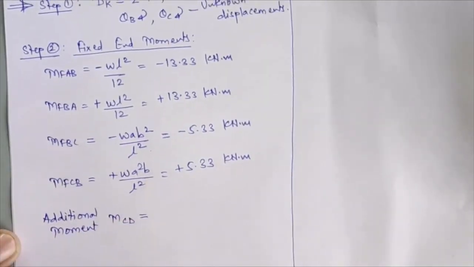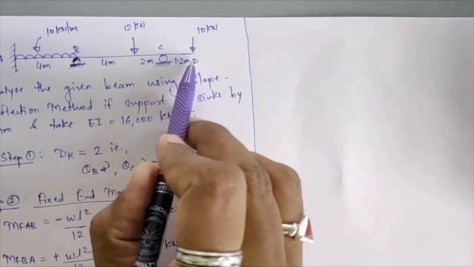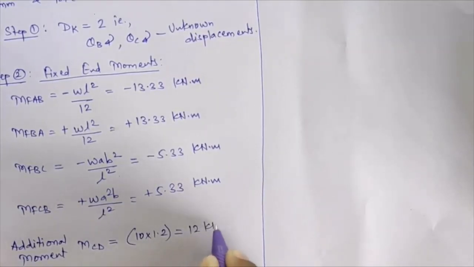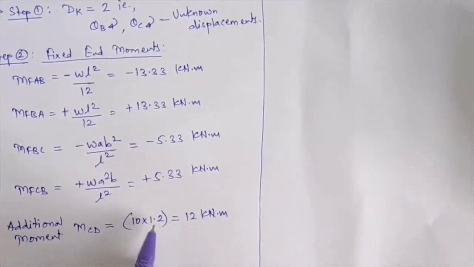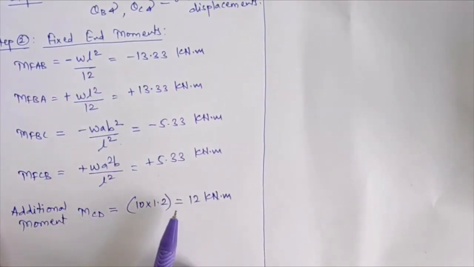Okay, so that moment will be how much? That is equal to load multiplied by its lever arm, that is 1.2. So that comes equal to 10 multiplied by 1.2. So this comes equal to 12 kilonewton meter. This moment will not get changed throughout your numerical. So this MCD will be your final moment that will go into calculating your last step, and that will remain the same. That is MCD is equal to 12 kilonewton meter.